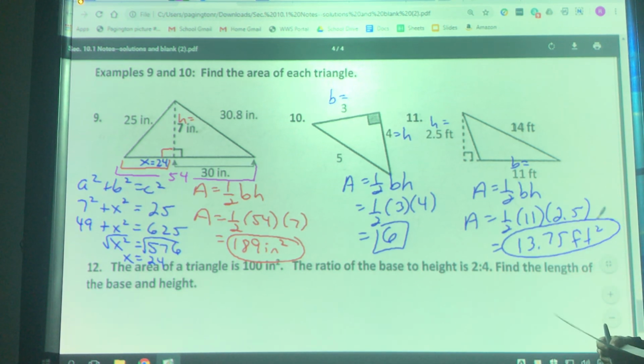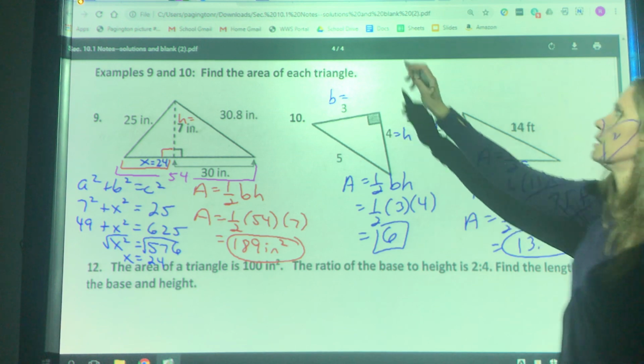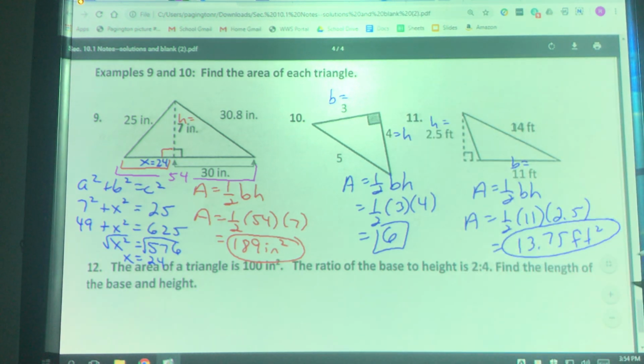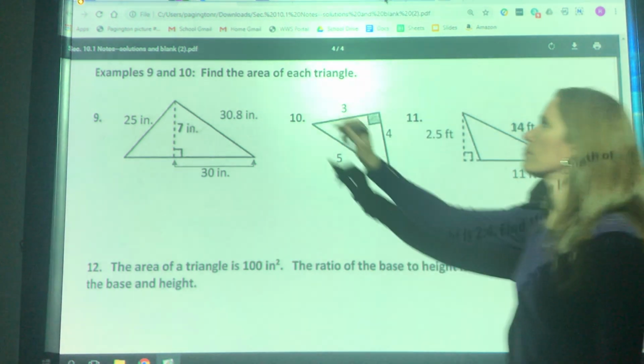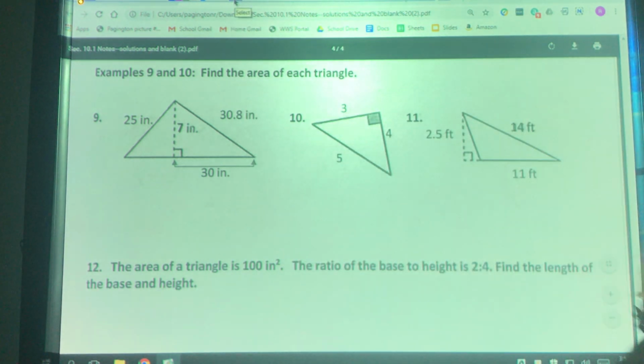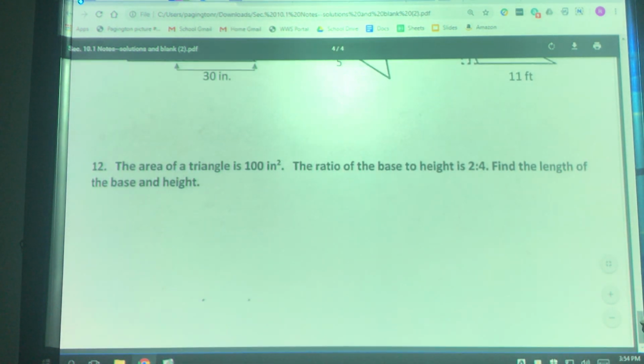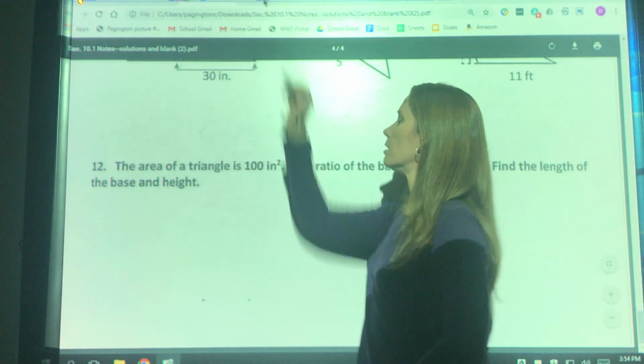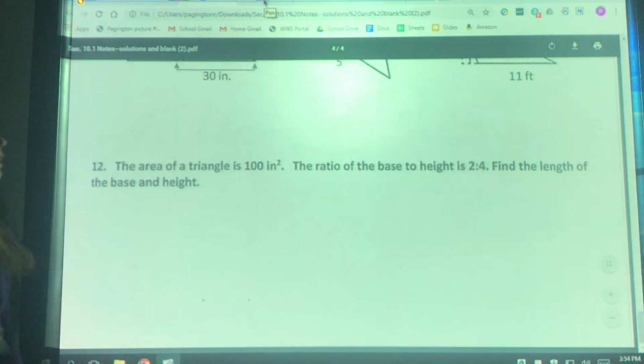All right, and then last one, I'm going to move it up so we have a little more room to write, but that will be the last one here. Okay, so in this case it says the area of a triangle is 100 inches squared. The ratio of the base to the height is 2 to 4, and find the length of the base and the height.